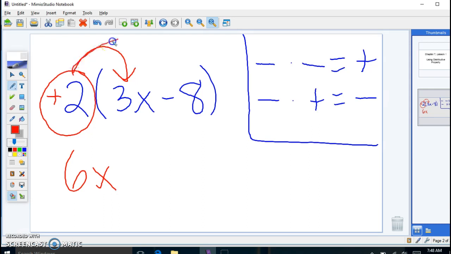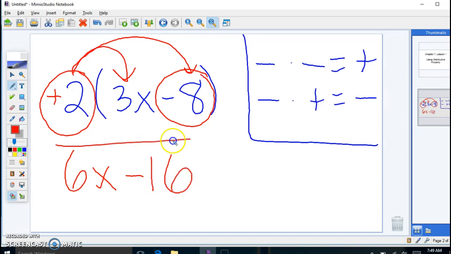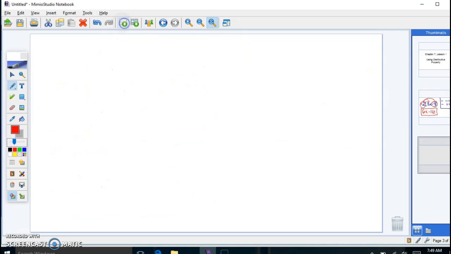We also have to take that positive 2 and multiply it by 8, but it's not positive 8 because there's a subtraction or a negative sign in front of it. We're actually multiplying 2 times negative 8, and we know that a negative times a positive is a negative, so therefore we get negative 16. So my simplified result in this expression is 6x minus 16.